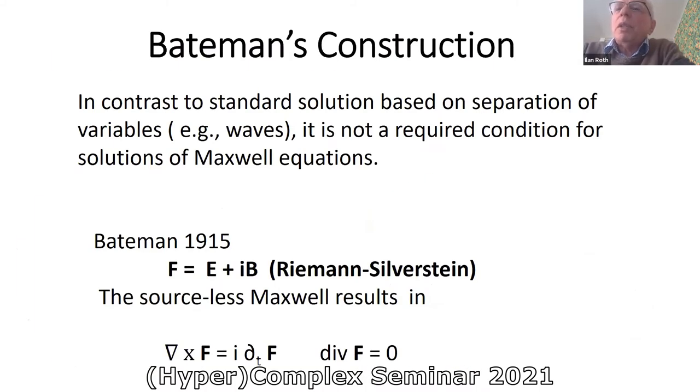I decided to show at least one example of how to create out of this an electromagnetic field, because there are many beautiful ways with the differential forms, but I think that this is the simplest one, just for people who never saw it. Bateman, more than 100 years ago, assumed that in free space we take the so-called Riemann-Silberstein vector. So the source-less Maxwell equation gives the simple results described on the bottom.